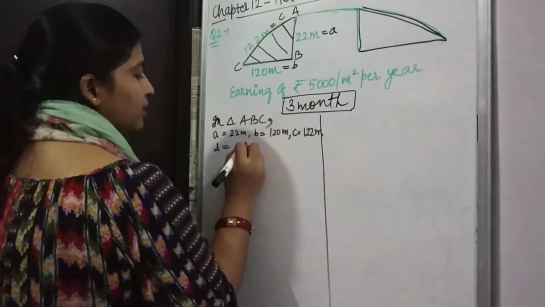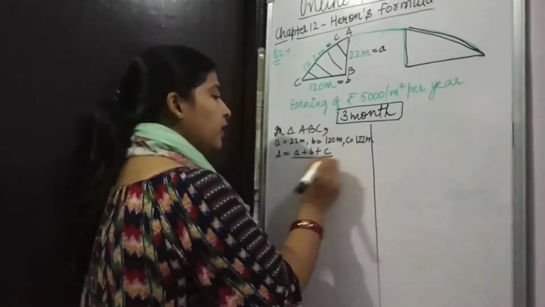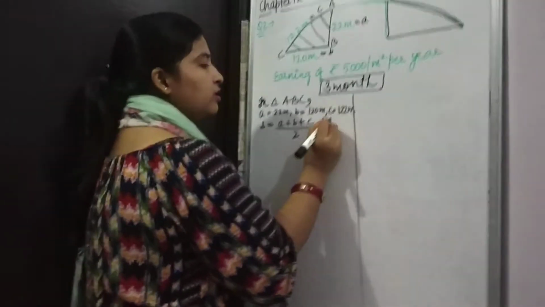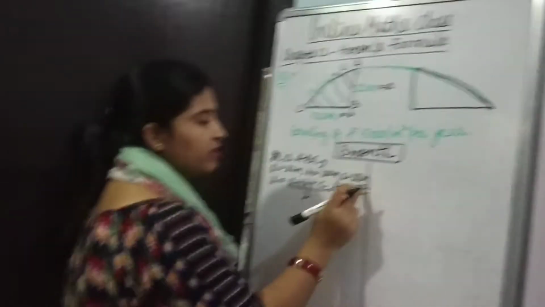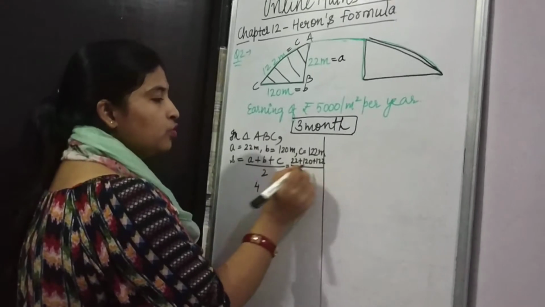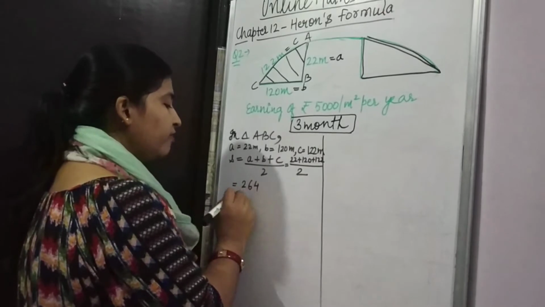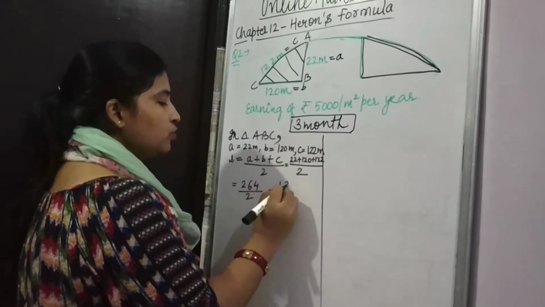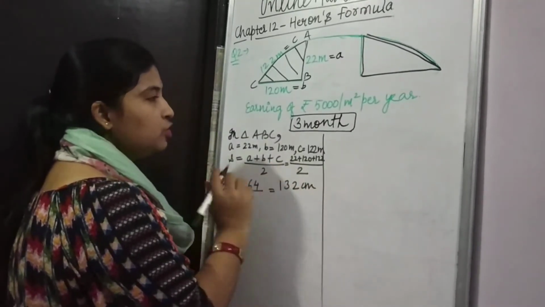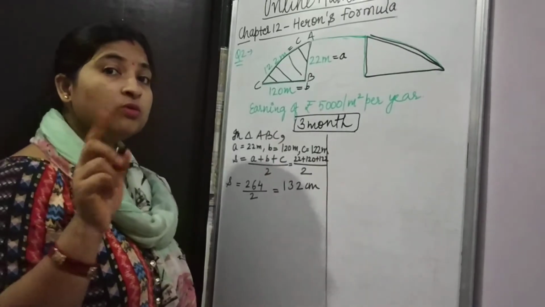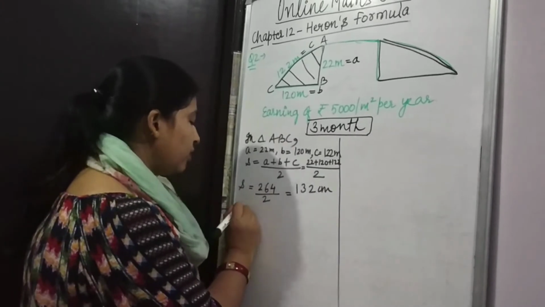S is the semi-perimeter. A plus B plus C upon 2 is your S. So find it. 22 plus 120 plus 122 divided by 2. Add all of them. 2, 0, 2, 4. 2 to the 4 to the 6. And 1, 1, 2. 264 divided by 2. Cancel it. 2 1s are 2, 2 3s are 6, 2 2s are 4. So what is the value of S you have got? S you have got is 132. Now in the formula you know I have to put the value of S minus A, S minus B, S minus C. That value also I will find over here only.